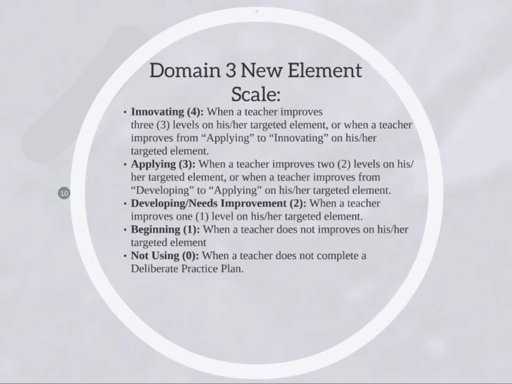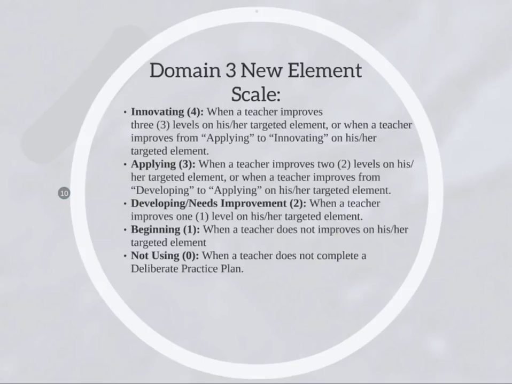To receive a score of 4, innovating, a teacher improves 3 levels on his or her targeted element, or when a teacher improves from applying to innovating on his or her targeted element. A score of 3, applying, is received when a teacher improves 2 levels on his or her targeted element, or when a teacher improves from developing to applying on his or her targeted element.